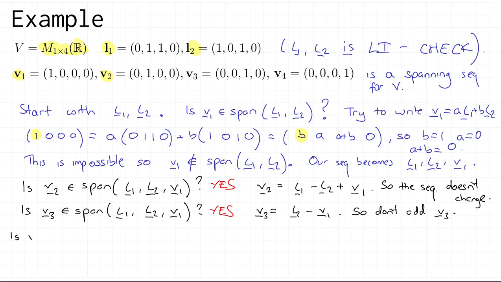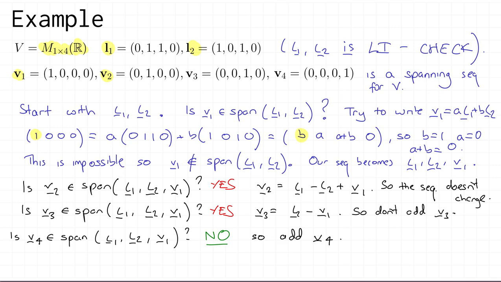Okay, final step then. The final question is, is v4 in the span of L1, L2, and v1? This time you should check this. You should try and work this out. You should write down the equations. Is it possible to write v4 as A times L1 plus B times L2 plus C times v1? The answer is no. You'll find that the equations don't have a solution. So add v4.